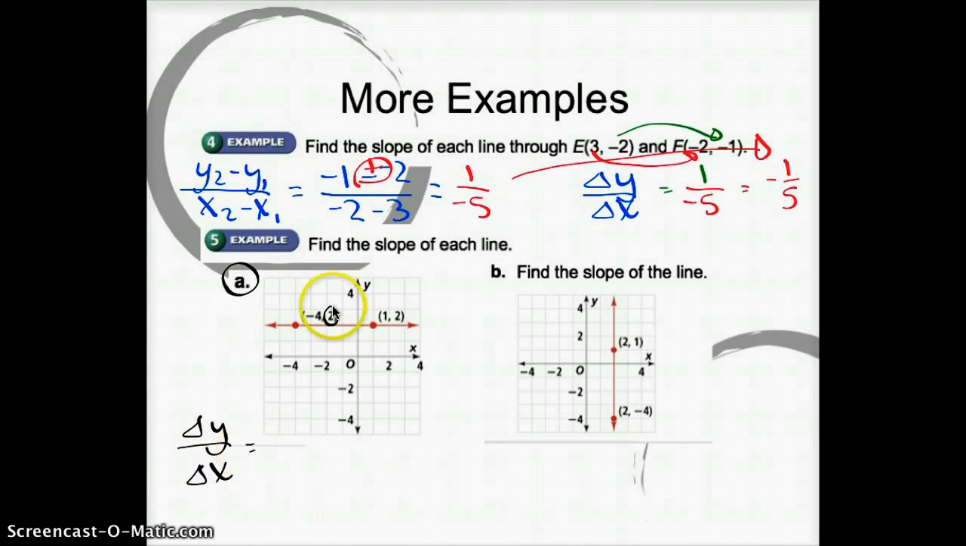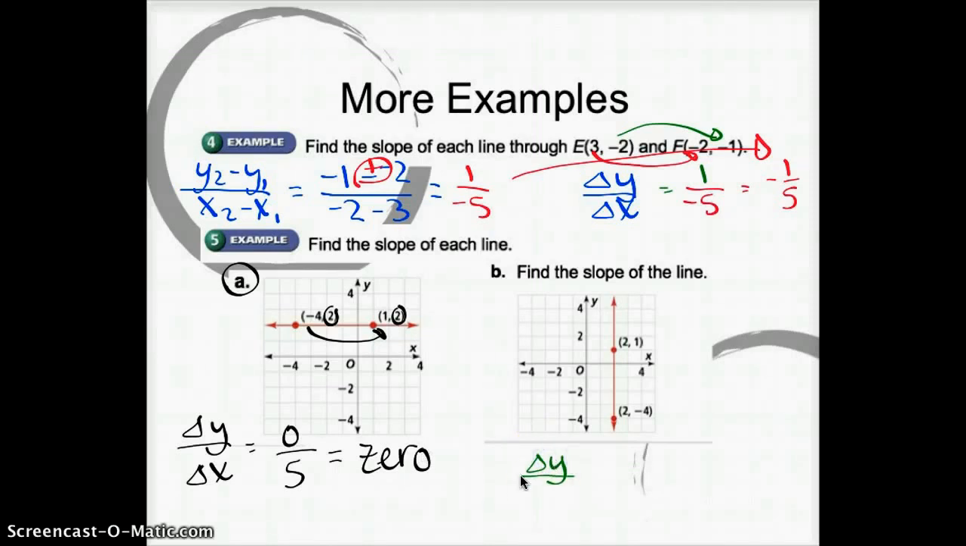It looks like my y, to go from 2 to 2, it did not change at all, and 2 minus 2 is 0. For my change in x, it went from negative 4 to positive 1, so it changed by 5. If you try 0 divided by 5, you get an answer of 0. We say the slope of this horizontal line equals 0. Okay. Looking at the second one, it's a little trickier.